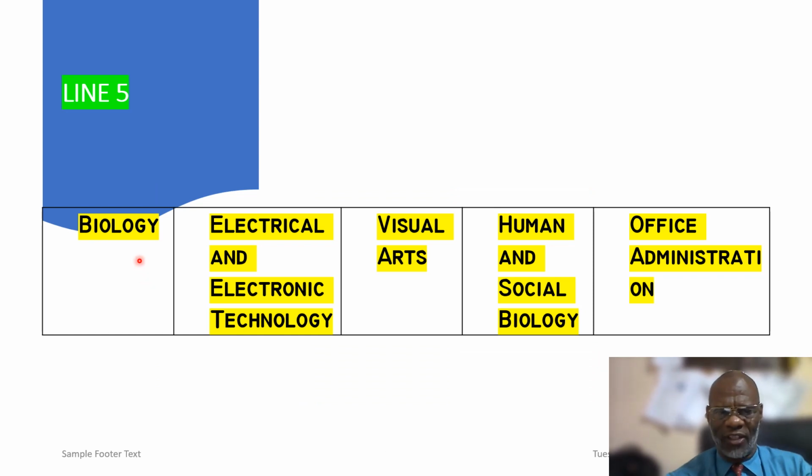Line 5 has biology, electrical and electronic technology, because some students now may want to do electrical technology and physics. Right? Now, depending on your career path, you may not need to do biology. Right? So you may not need to do the three sciences. But depending on what you say, you want to become an electrical engineer, then you don't need biology. Right? So you choose physics, you choose electrical and electronic technology, and you choose technical drawing. Alright? So technical drawing is important.